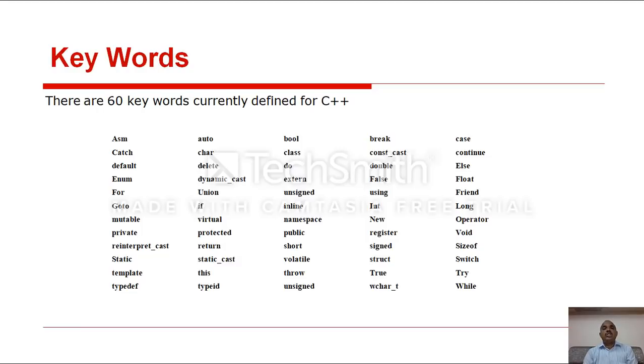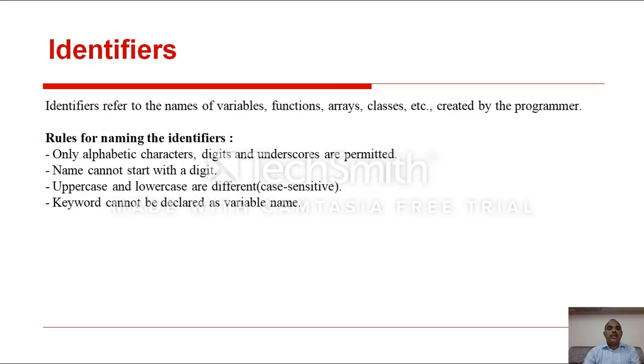These are all the 60 keywords in C++. Okay, clear all of you. Then the next one are the identifiers. Identifiers are the names of the variables, functions, arrays, classes, etc. created by the programmer. We can create them. User defined names created by us. So what is an identifier? Identifier refers to the names of variables, functions, arrays, classes, etc. created by the programmer.